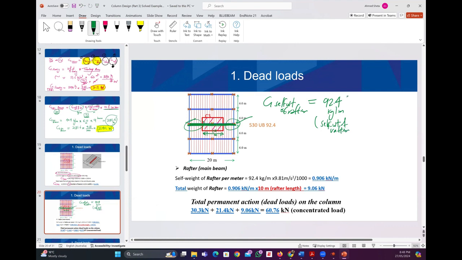Multiplied by what? By 10 meter. 10 meter is the length of the rafter within the tributary area.